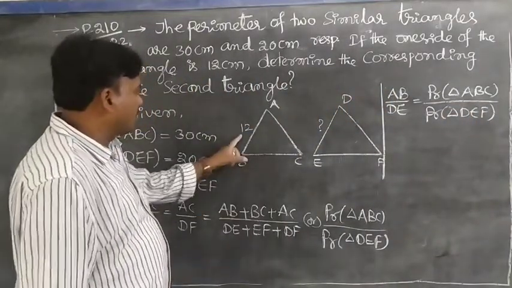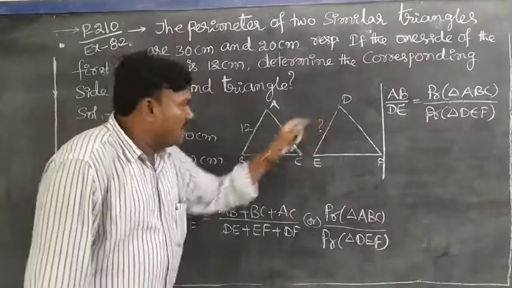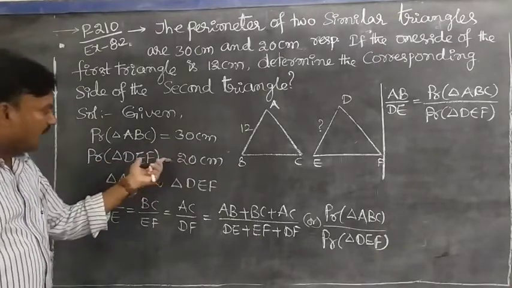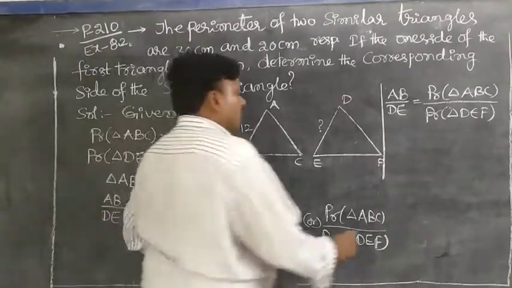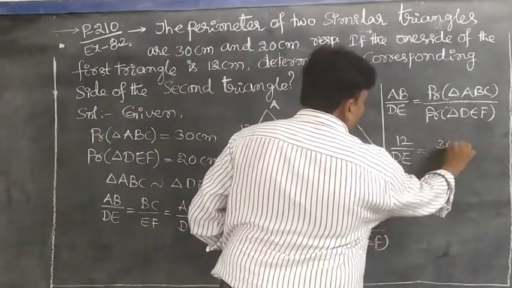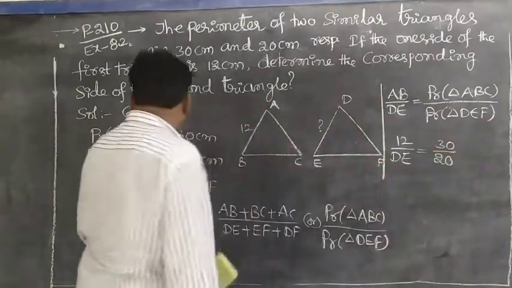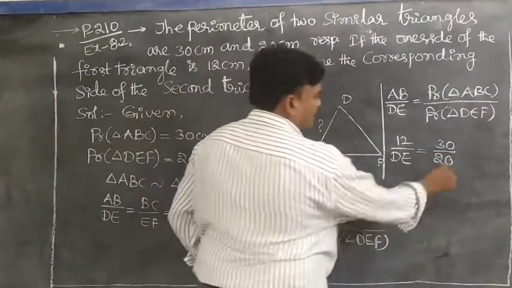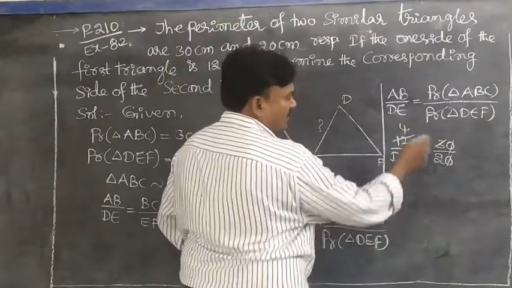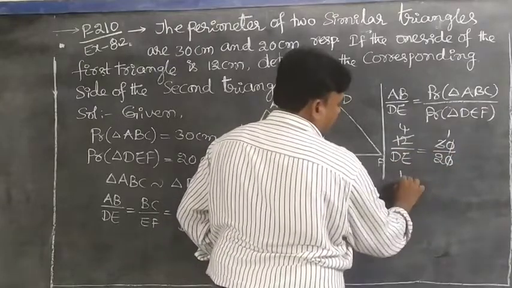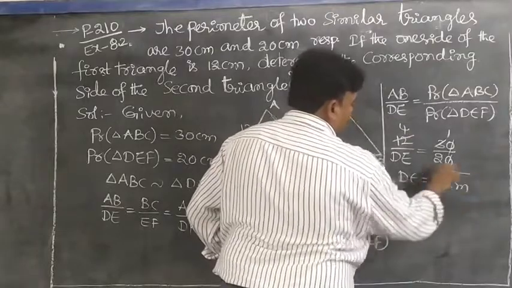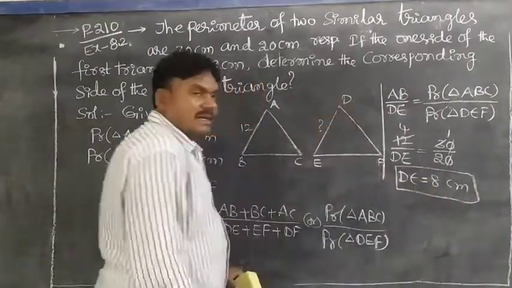AB value is 12, we find the DE value, and the perimeter of triangle ABC is given, that is 30. Perimeter of triangle DEF equals 20. Applying these values, 12 by DE equal to 30 by 20. Simple calculations: the zeros get cancelled, so 3 ones are 3, 3 fours are 12, and go for cross multiplication. DE equals 2 fours are 8 centimeters. Therefore DE equals 8 centimeters.